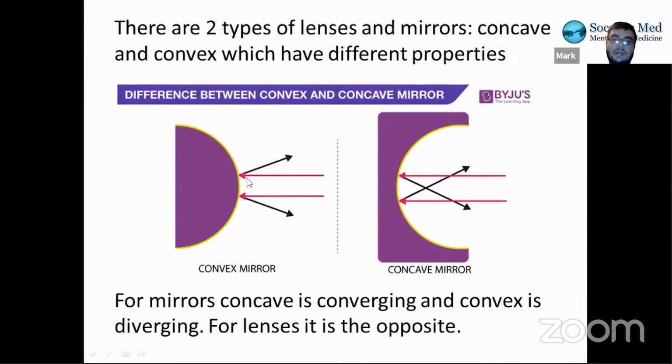Okay, and you can actually see what I mean with the converging, diverging. Look, it hits like this and then bounces off, so it diverges, goes from like this to out, so diverges, whereas concave hits it and then goes towards each other, or converges, for mirrors at least.